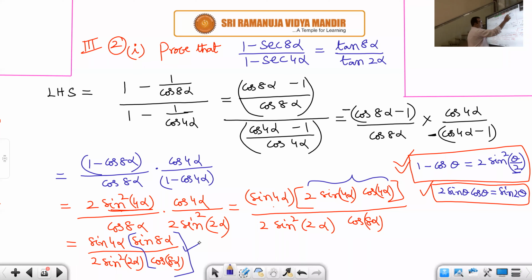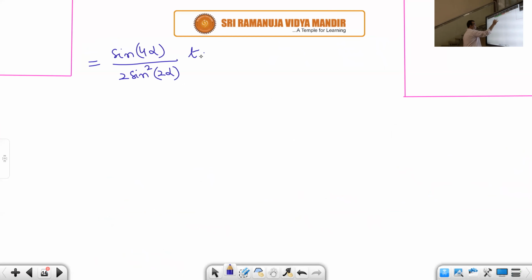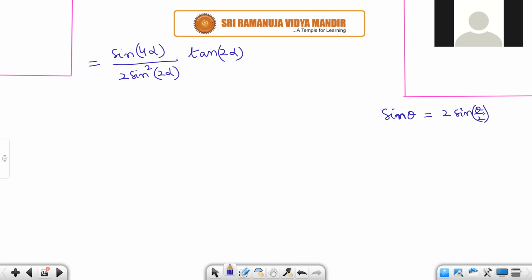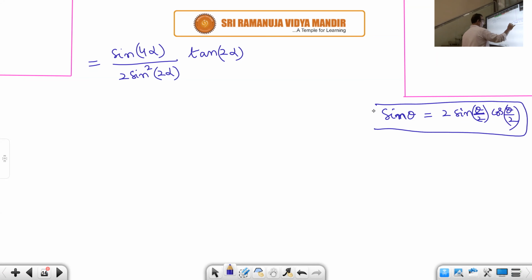See, we have to prove the right hand side is tan 8 alpha only, is it not? So one factor we have already obtained. So tan 8 alpha is ready. Remaining we have to simplify. Now, using this formula, sin theta is equal to 2 sin theta by 2 into what? Cos theta by 2.